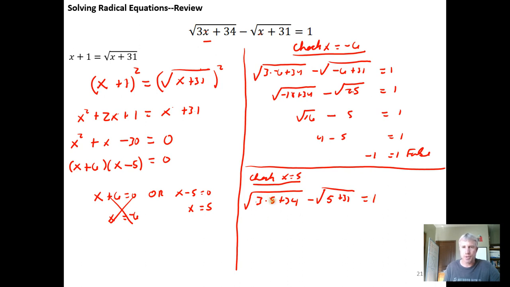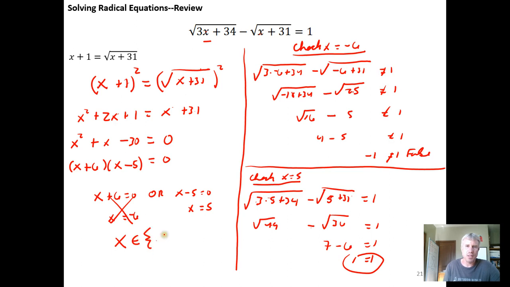So we get 5 times 3 is 15, plus 34 is the square root of 49, minus the square root of 5 plus 31 is 36. And that's going to be 7 minus 6, which does equal 1. So we get a true statement or an identity here, whereas up here we got a false statement all the way through where the two sides weren't equal. So it turns out that the solution set is just the set that contains the real number 5.